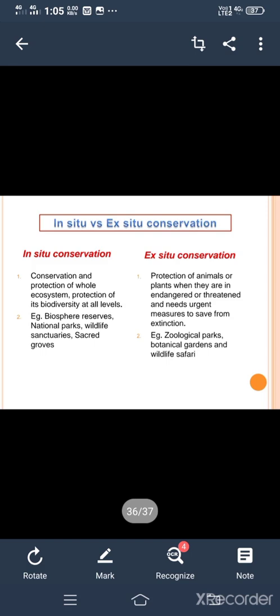For example, let's take a zoo. In a zoo you can see very different types of animals. How? Because we take different types of animals from different parts of the world and conserve them in one place, and that is called a zoo, where we provide the natural habitat in which they can sustain and the food which they like, and that is called ex situ conservation.